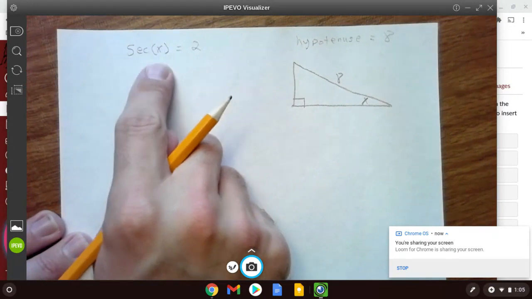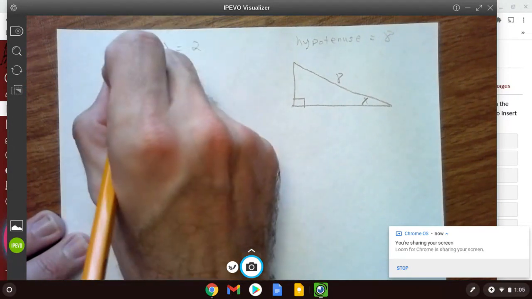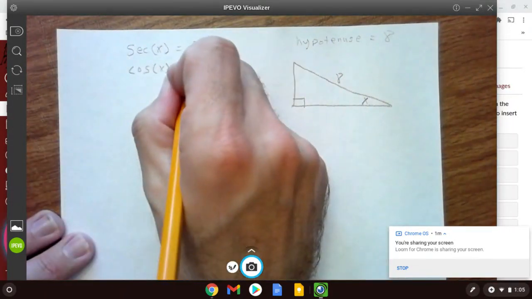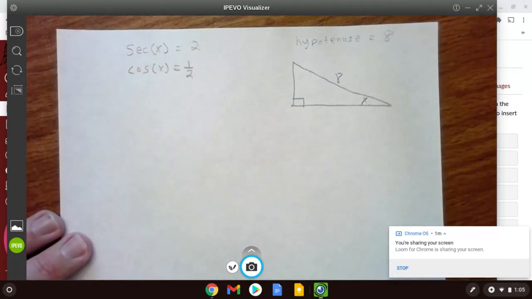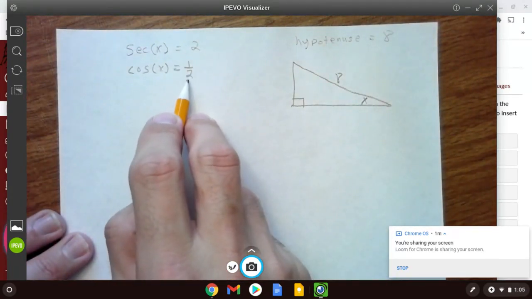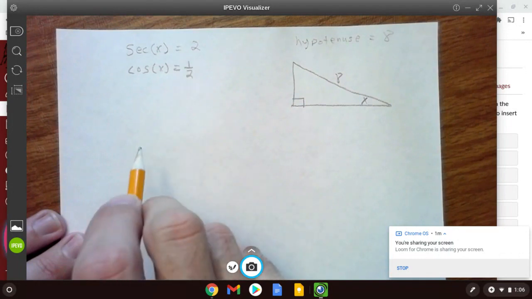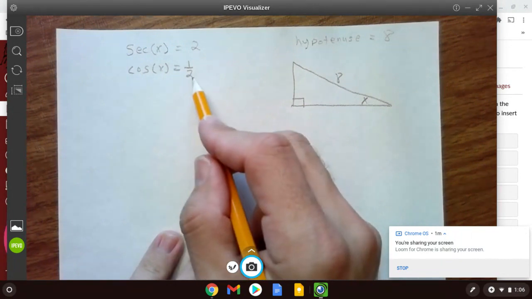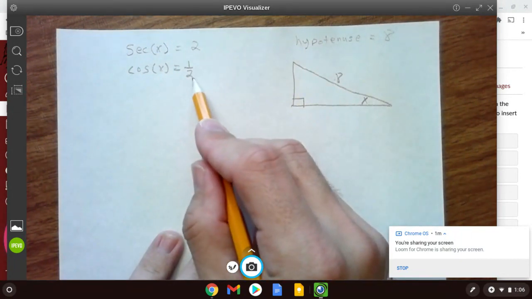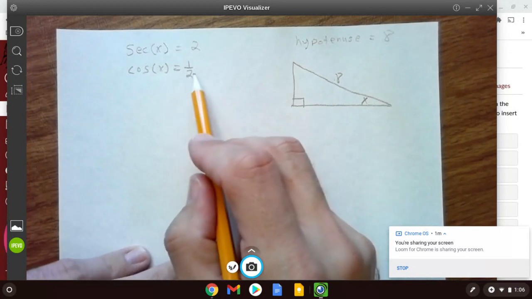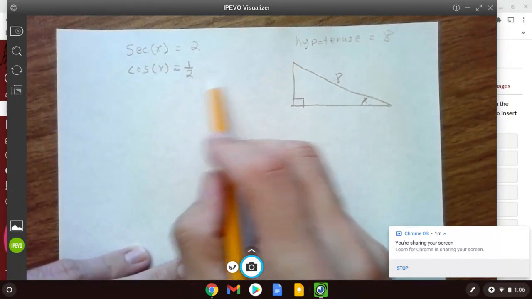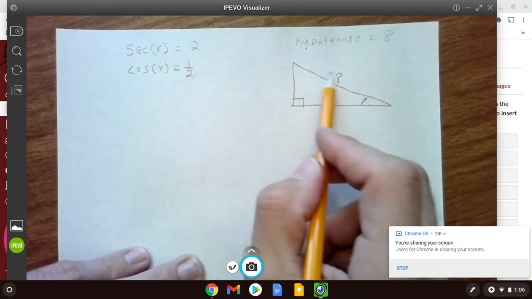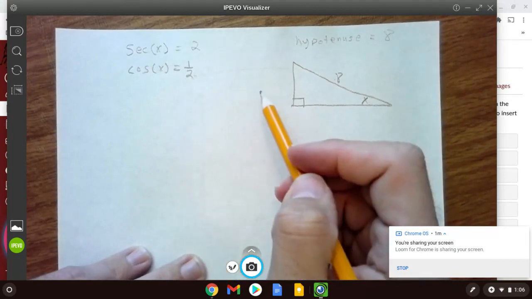All right, so if secant of x is equal to 2, then cosine of x is the reciprocal of that, so it would be 1/2. All right, so the 2 is kind of like your hypotenuse, and the 1 is kind of like your adjacent side. Now, obviously the hypotenuse is not equal to 2 here. It's equal to 8. So what they've done is scale the triangle up by 4. How can we get from 2 to 8? Well, that's by multiplying by 4.